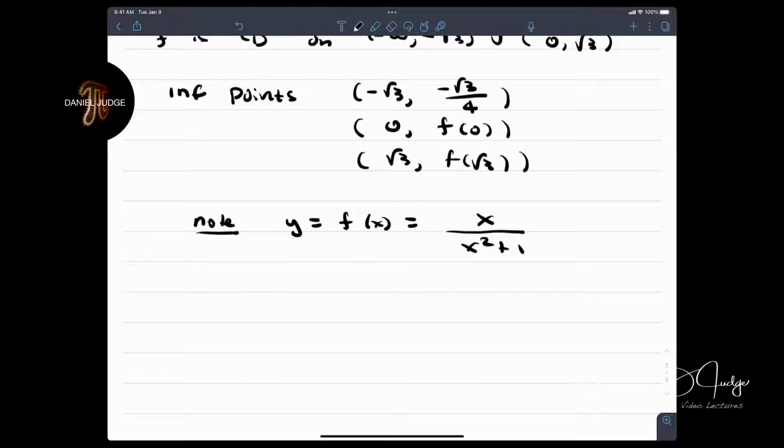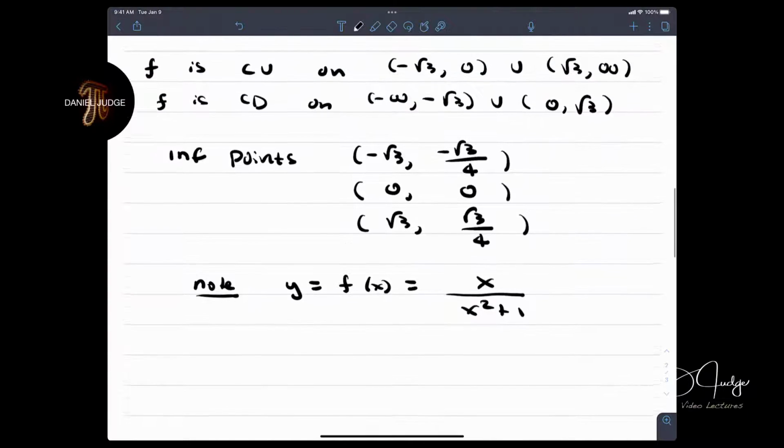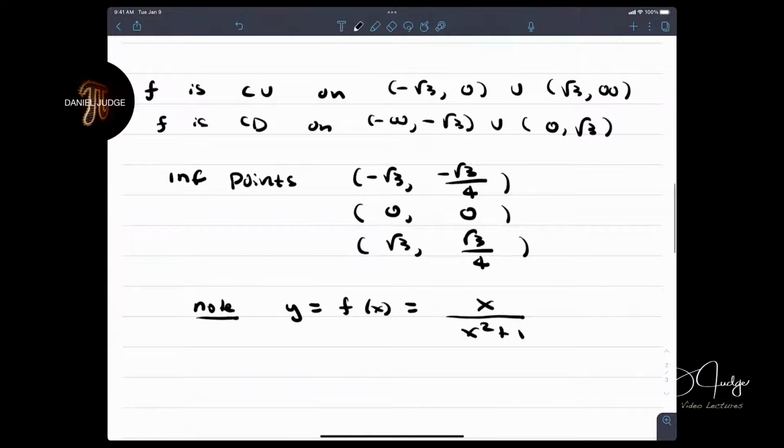At 0, we get 0 over 0 squared plus 1, 0 over 1. So that's going to be 0. This is my inflection point. And with just the square root of 3 in the numerator, and then square root of 3 squared plus 1 is 3 plus 1, which is 4. So we have our inflection points. So we found everything we wanted to find, ladies and gentlemen.